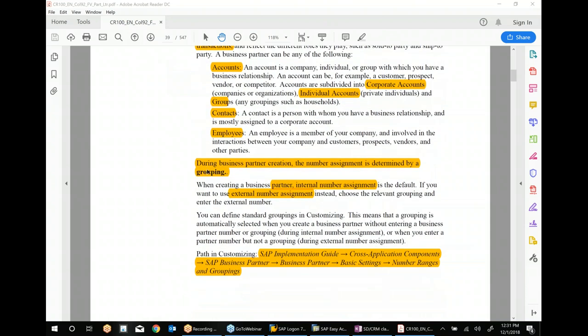I would like you guys to make a note of this paragraph. During business partner creation, the number assignment is determined by the grouping. So make a note of that: grouping. Grouping is a field.